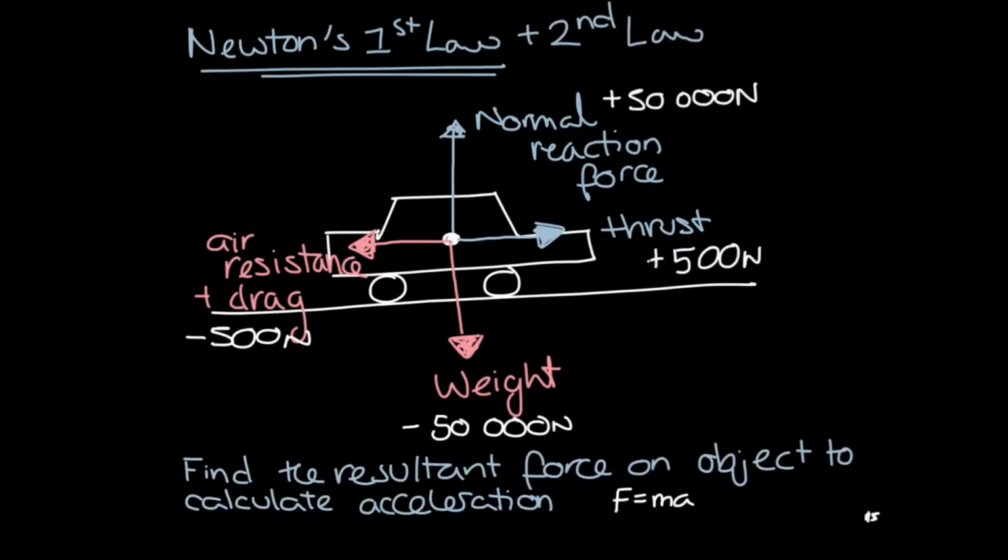Now, for Newton's second law, we can take that a step further. If we know the sizes of these forces, we can work out the magnitude of the resultant force, and then we can use F equals ma, from Newton's second law, to find the acceleration for that object. So we use the resultant force and the mass of the object to find the acceleration. In this case, the resultant force is 0 newtons, so the acceleration is 0.